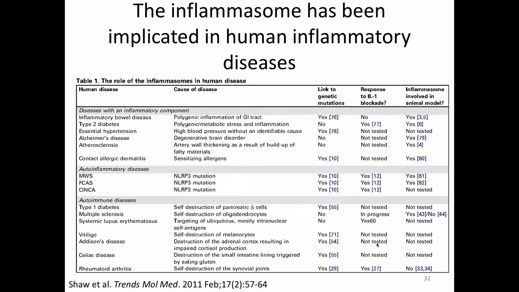And here you can see whether or not we have looked in people to see, are there people with this disease who have a mutation in some inflammasome component? And you can see that, yes, inflammatory bowel disease, yes, hypertension, yes, dermatitis, yes, all of these autoinflammatory diseases, yes, type 1 diabetes, yes, vitiligo, yes, Addison's, yes, celiac, yes, rheumatoid.